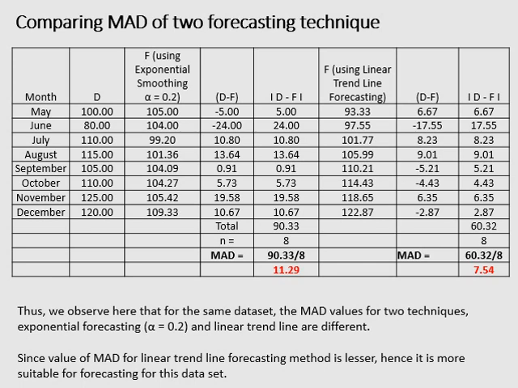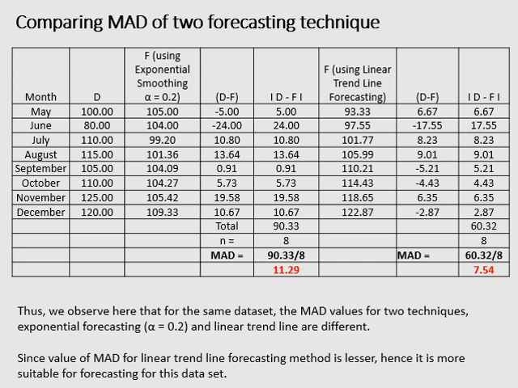We then calculate the error values, which is demand minus forecast values. Thus, for the month of May, it is 100 minus 105, that is minus 5. Now, we calculate the absolute value of the error. Since the error value for May is minus 5, its absolute value is positive 5. Similarly for June, the error value is minus 24, and absolute error value is 24.